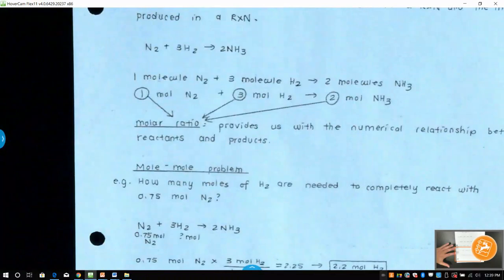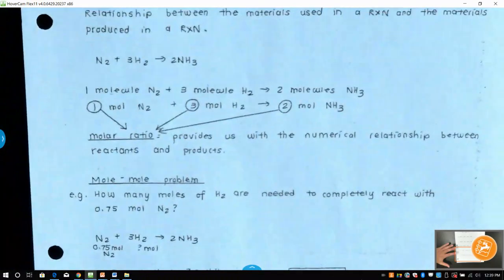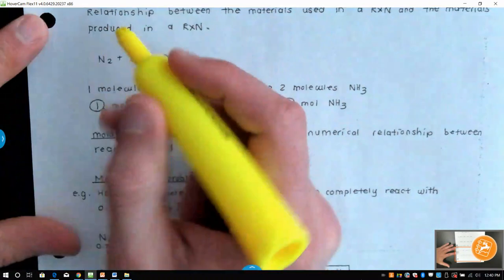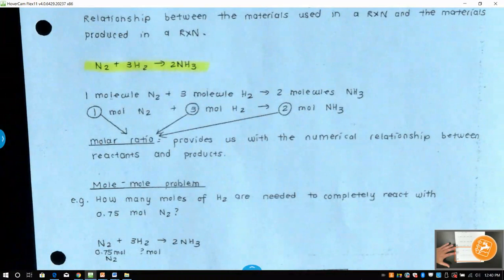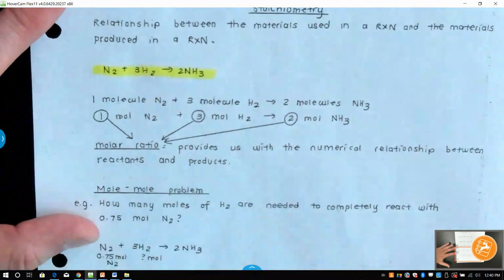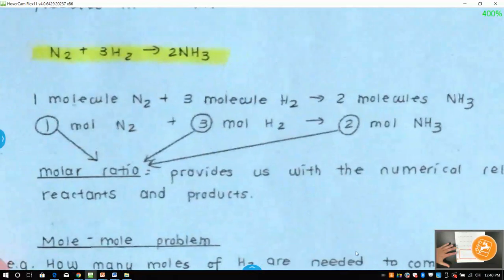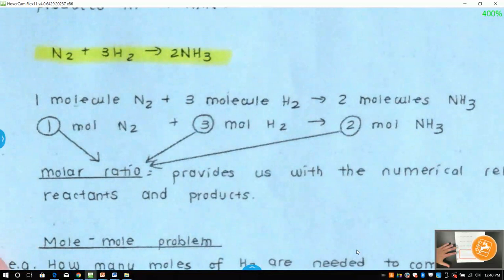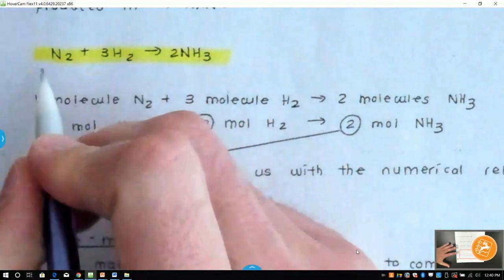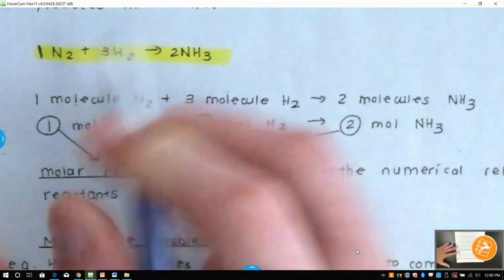I'm going to take a look at our equation here. We are looking at this equation. So right now, if we look at this, what are my coefficients here? What is the coefficient for N2? One, right? There's nothing there, so we would say it's a one.